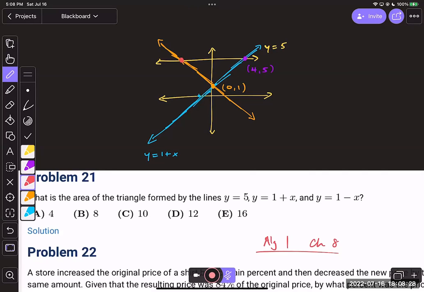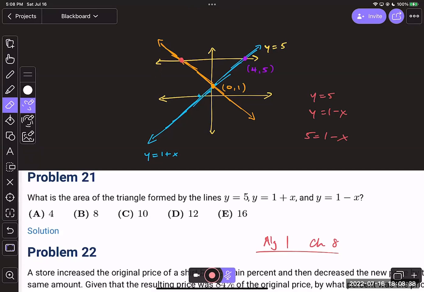Very similarly, you could say y equals 5 and y equals 1 minus x. 5 equals 1 minus x. What is x equal to here? X equals 6. I mean, negative 4. Negative 4, yeah, negative 4, 5. You can also double check that, right? Negative 4 is on the left side of 0. That makes sense here, because it's on the left side of 0.